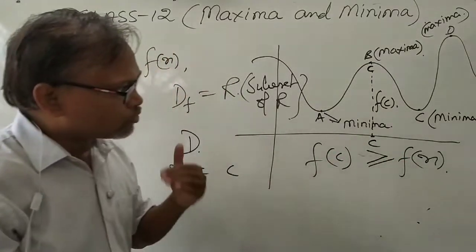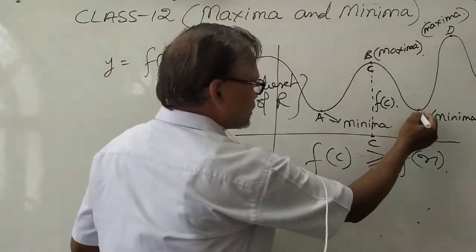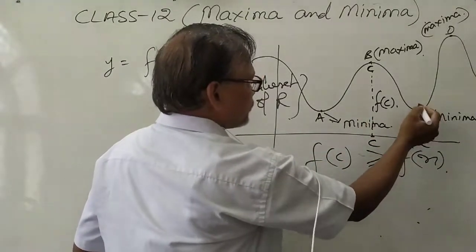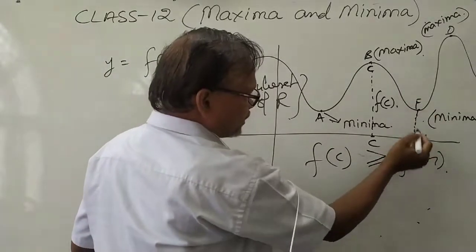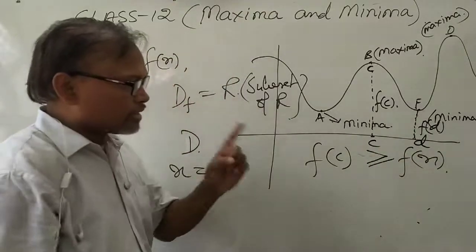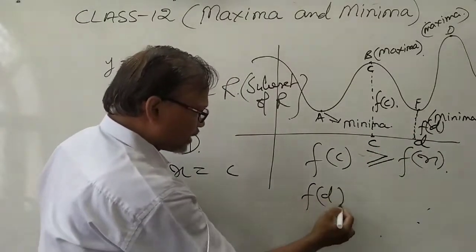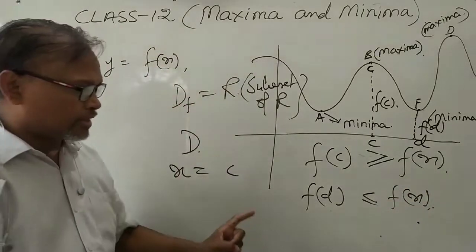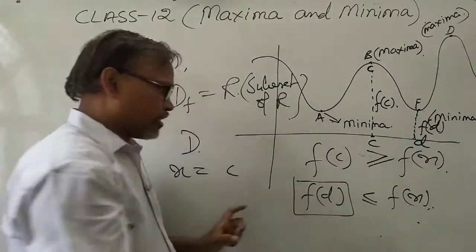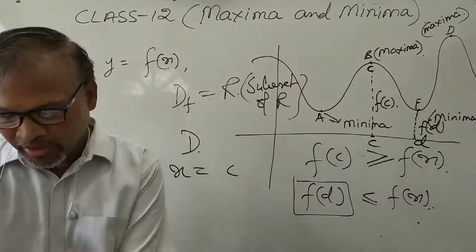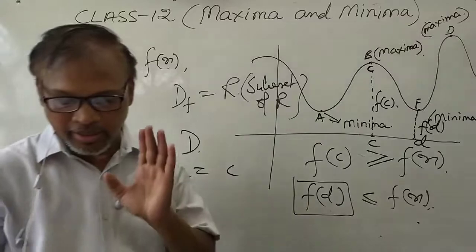Similarly, how to get the minima? Suppose this is the point d, then this value will be f(d). This f(d) must be less than or equal to f(x), then you will say f(d) is the minimum value and d is the point of minima. This is about maxima and minima.